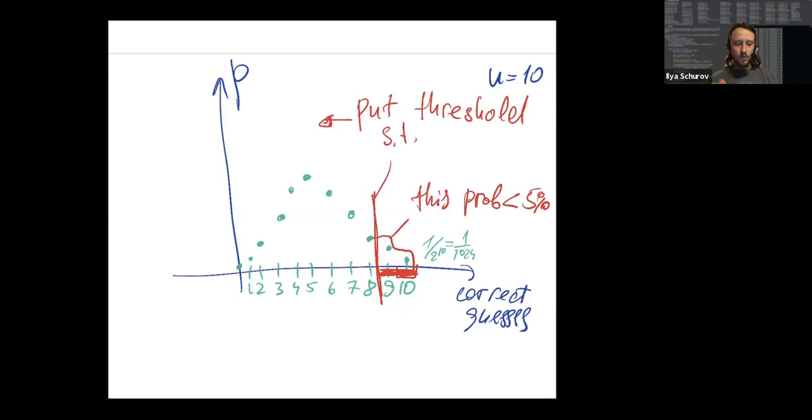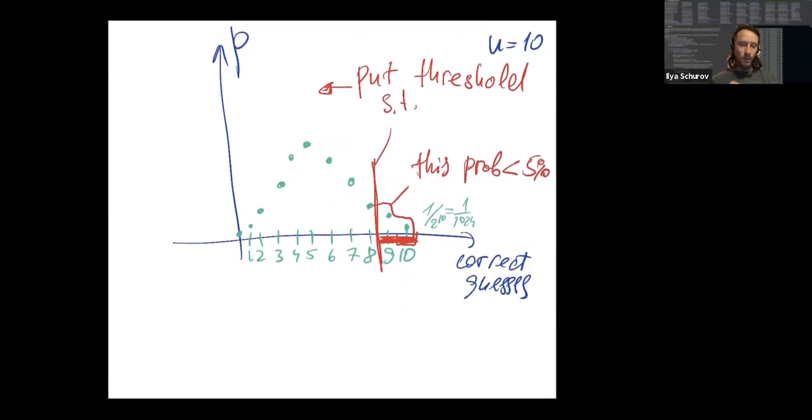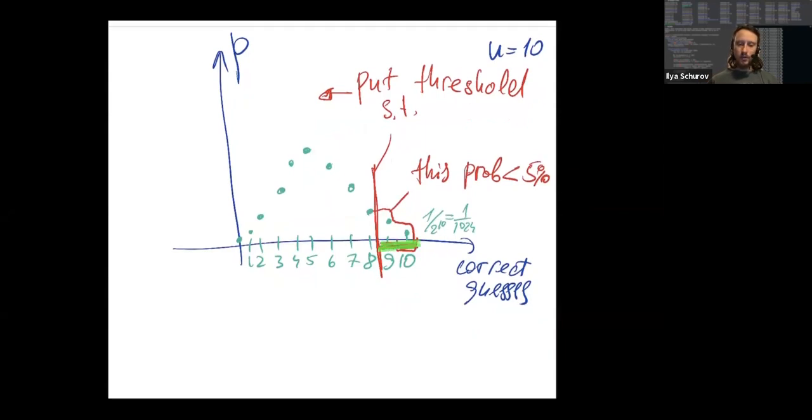Okay. So my last idea is the following. We have this rejection region, and we know that the sum of these probabilities over this rejection region is less than 5%. Now we can do it in a different way. We can state our decision rule in a bit different way.